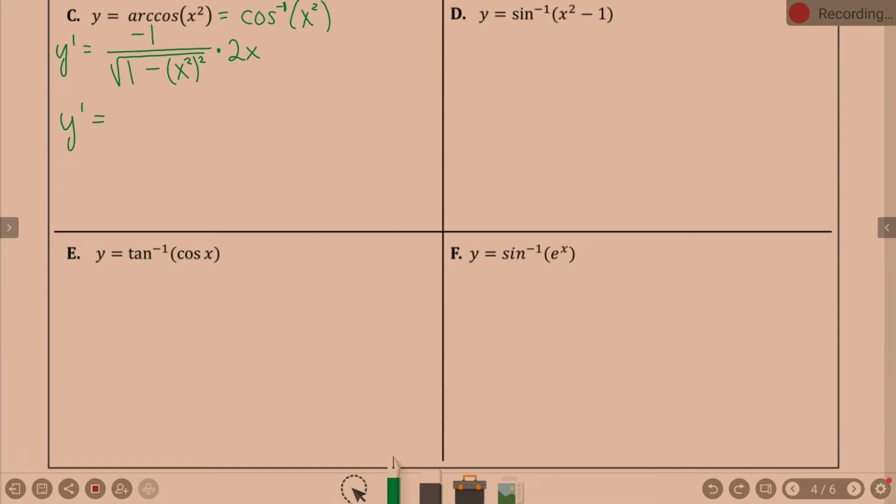Got it? Move the 2x to the top. Negative 1 times 2x is negative 2x over square root of 1 minus x to the fourth.